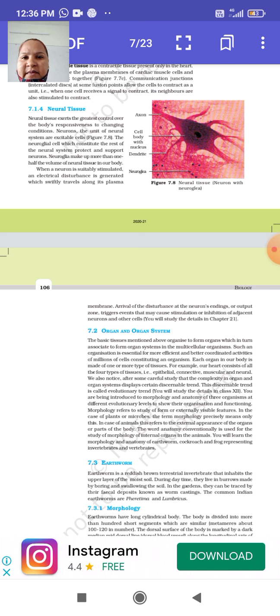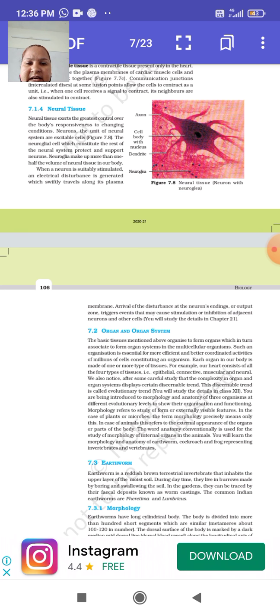Neuroglia make up more than one half the volume of neural tissue in our body. When a neuron is suitably stimulated, an electric disturbance is generated, which swiftly travels along its plasma membrane. If any disturbance is received by an organism, it is swiftly transmitted along the plasma membrane, and from the plasma membrane it is transferred to the brain.